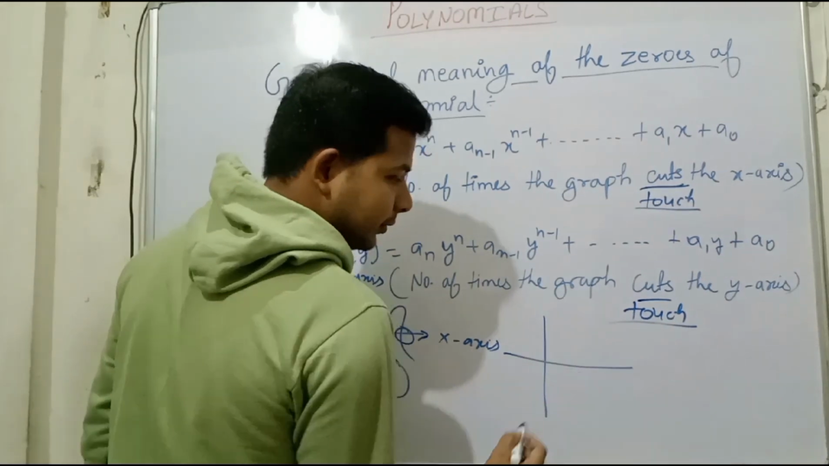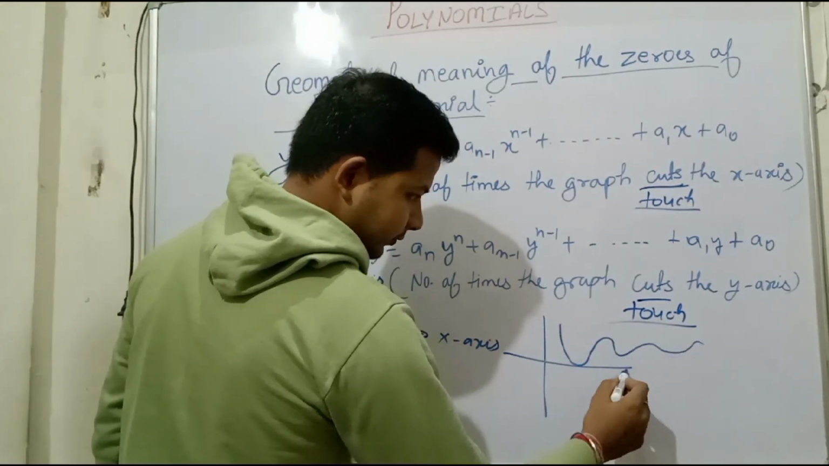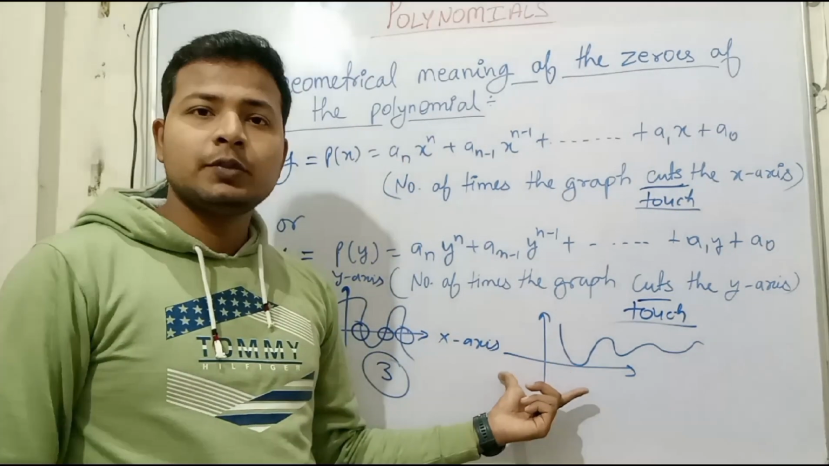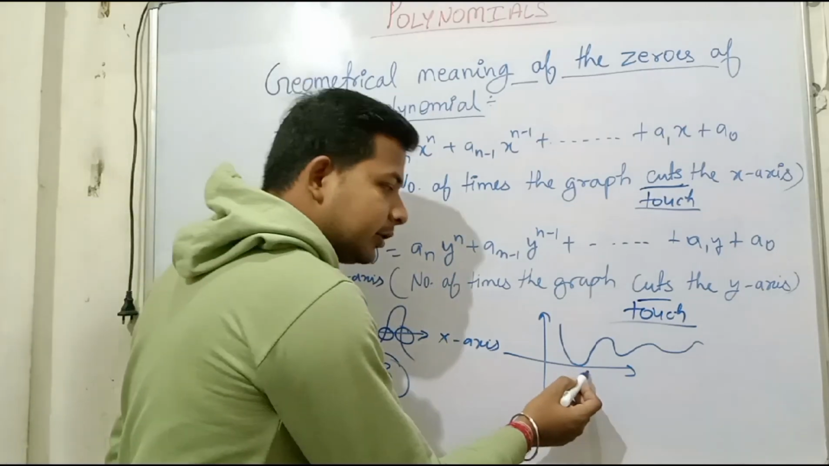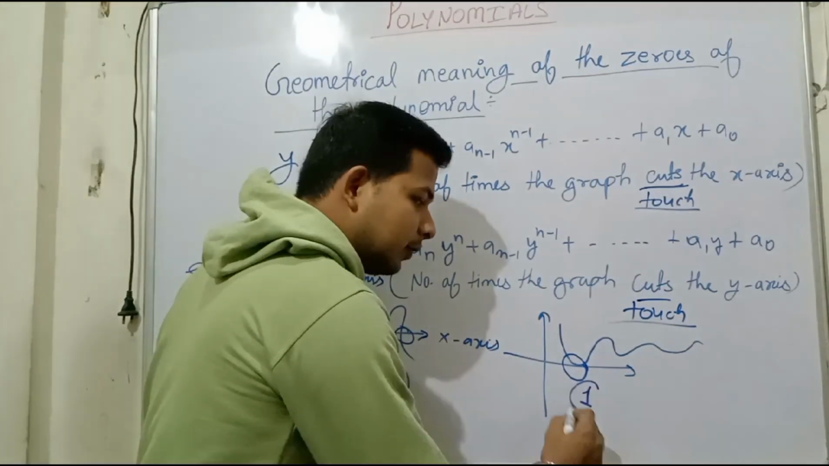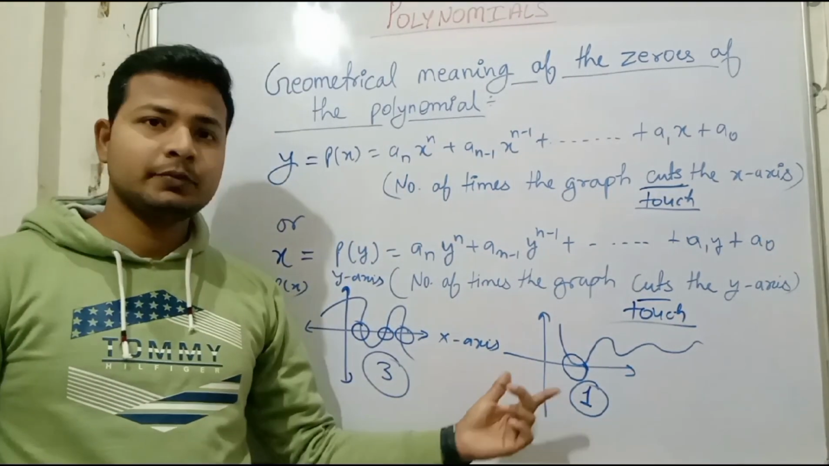Is it clear? Let's take one more example. If the graph is like this, now how many zeros will be here? Since it touches the x-axis, it will be counted as 1 zero. I hope this is clear to all of you.